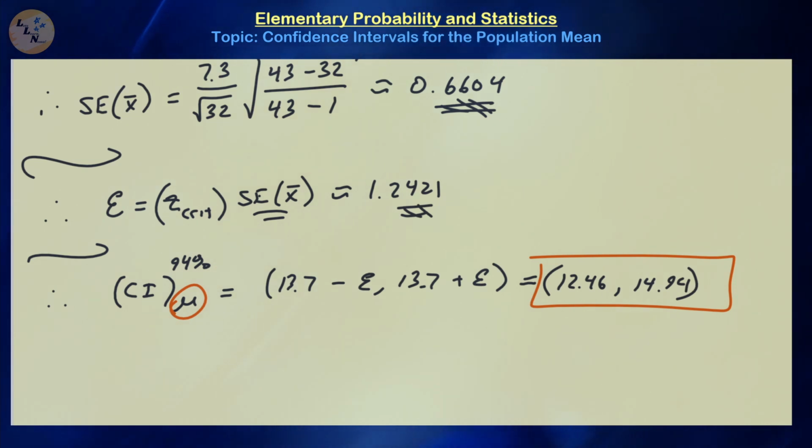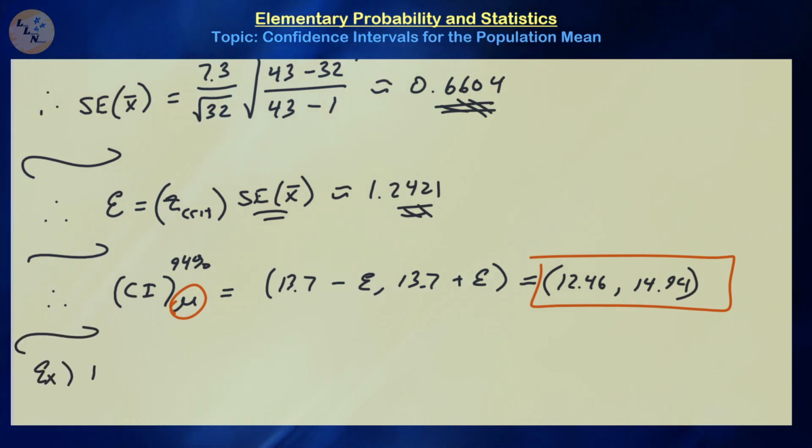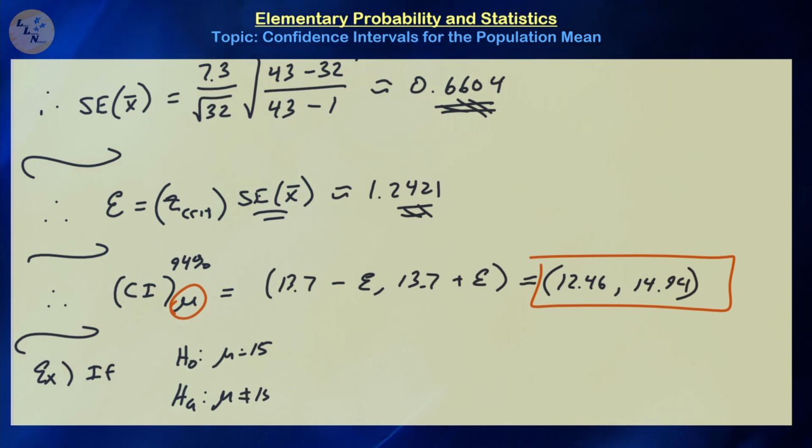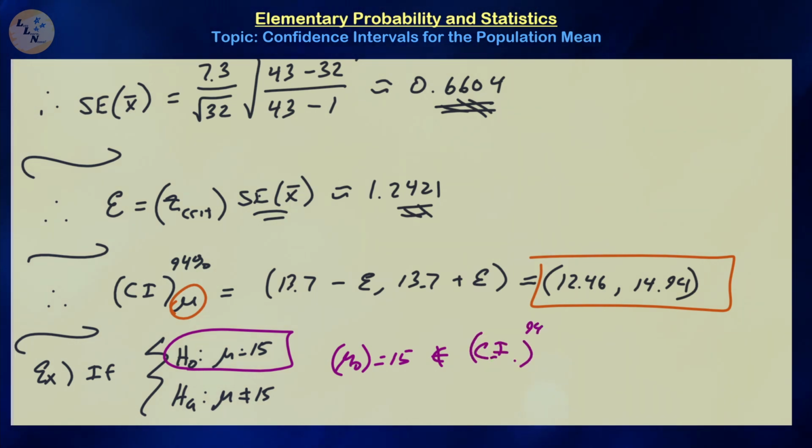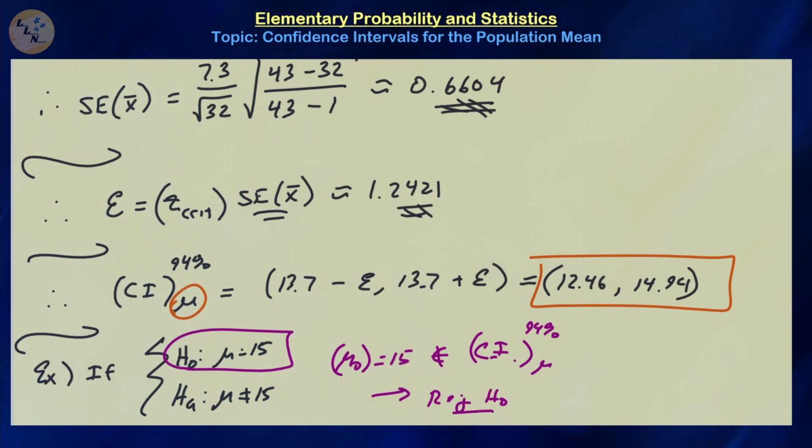So what are we going to do with this? Let's assume, as an example, our null hypothesis claim was that mu is equal to 15, and let's assume that we're working with a two-sided alternative that mu is not equal to 15. So we need to ask, what about this claim? The claim value of mu, which is equal to 15, does not lie within our confidence interval. Since the claim is not in our confidence interval, we're going to be rejecting the null hypothesis, because we have evidence to believe that the true population mean is actually less than 15.